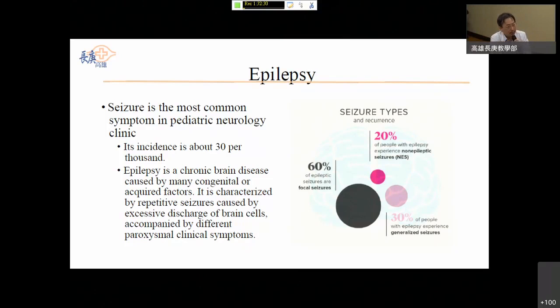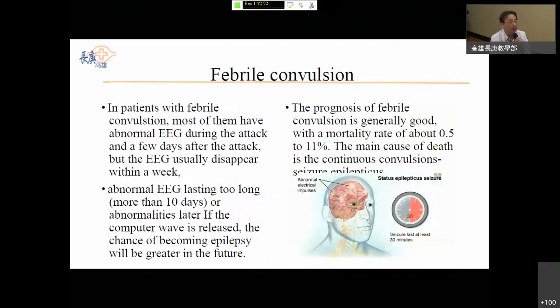And the incidence is about 30 per 1,000, okay? It's mainly caused by the excessive discharge of brain cells, okay? It's either caused by congenital or acquired brain diseases, okay?